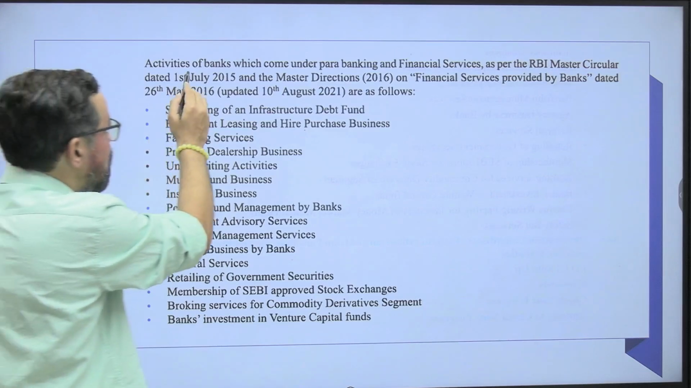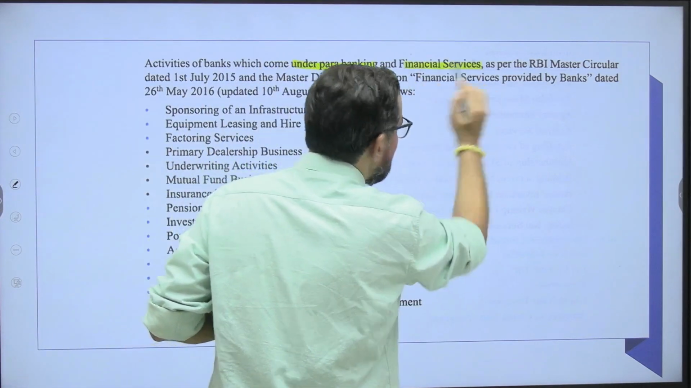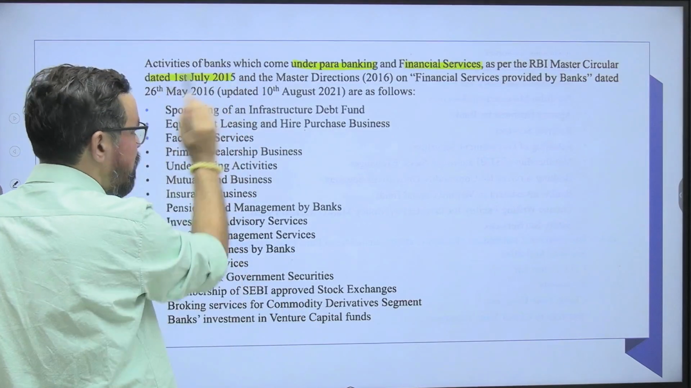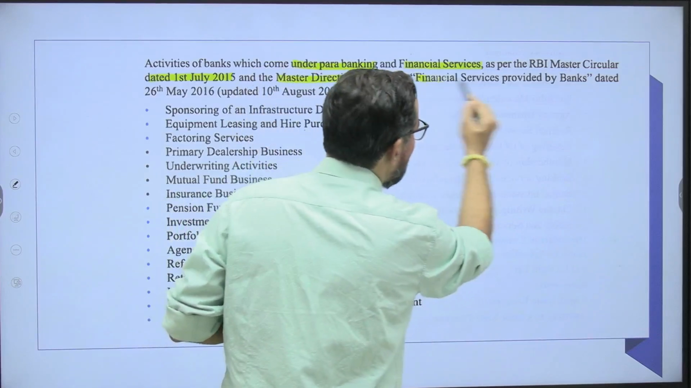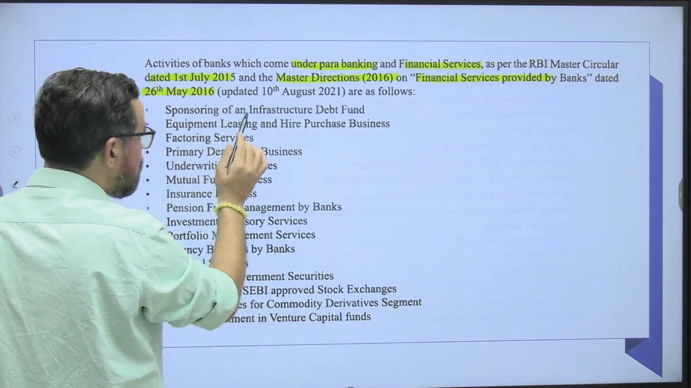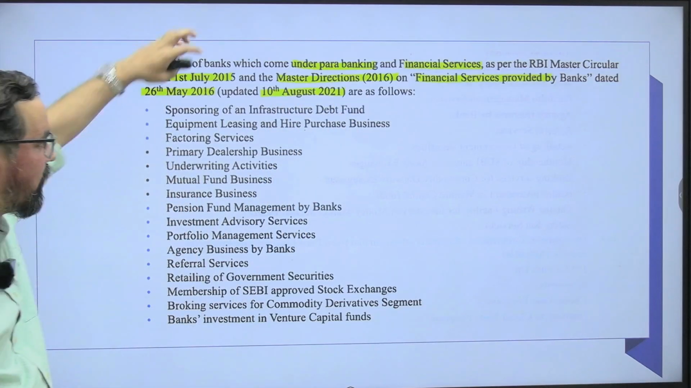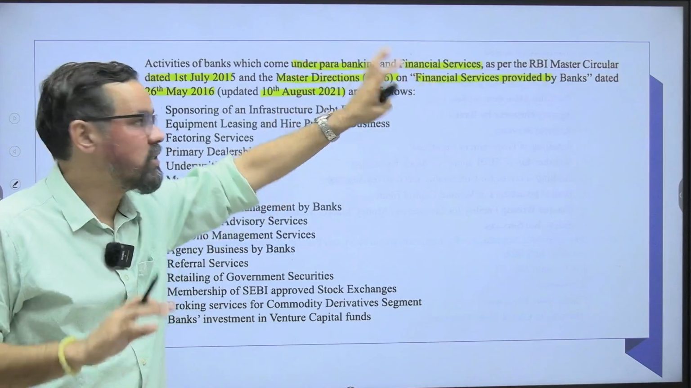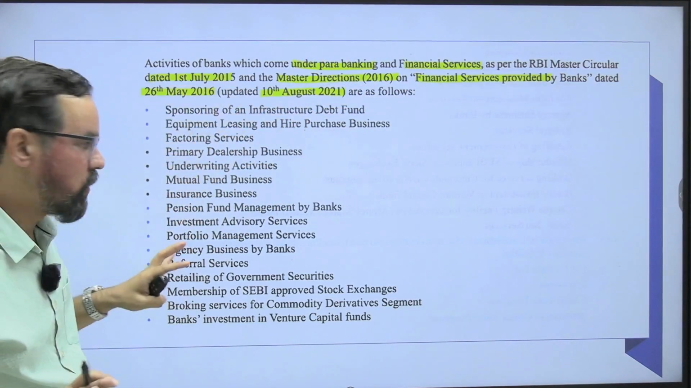So activities of bank which come under the para banking and financial services as per RBI Master Circular 2015 and Master Direction 2016. Financial services provided by bank dated 2016, and updated on this. So these are the services. ठीक है, तो जिनको हम पहले पैरा बैंकिंग फिर फाइनेंशियल सर्विसेज प्रोवाइडेड बाय बैंक. ठीक है, मास्टर डायरेक्शन 2016 एंड 2021 अपडेटेड वन और लेटेस्ट अमेंडमेंट.